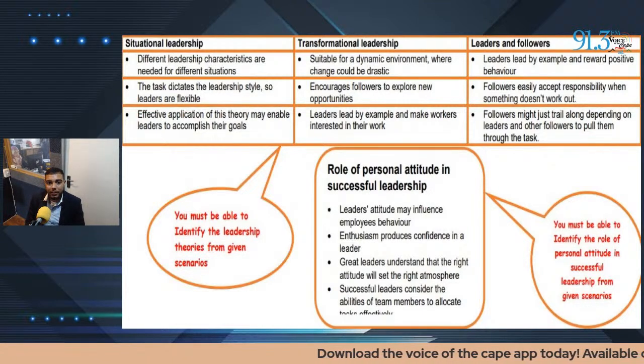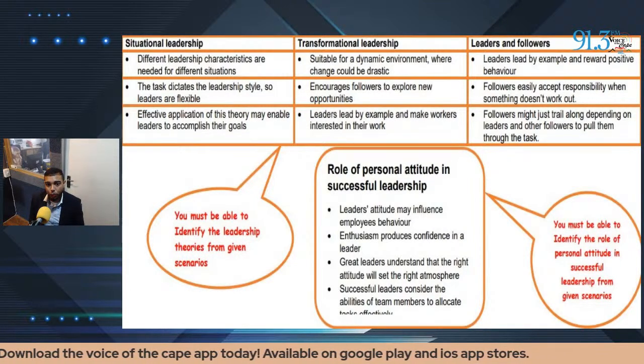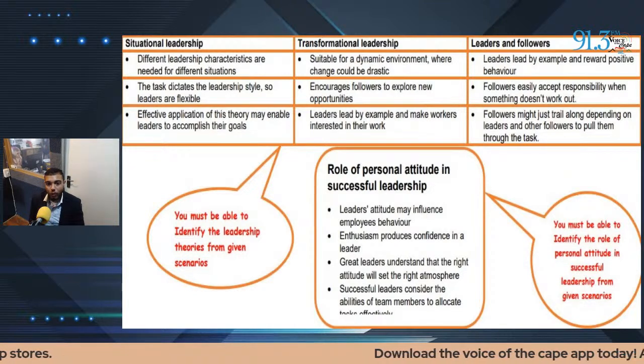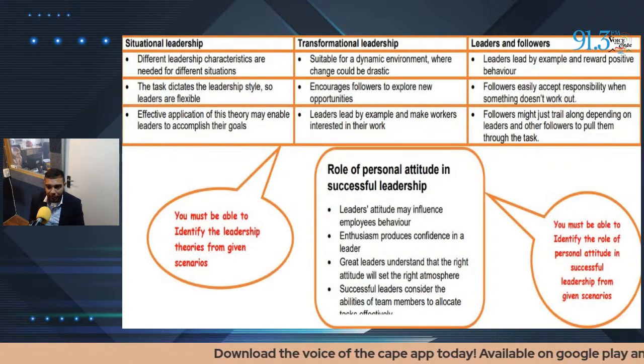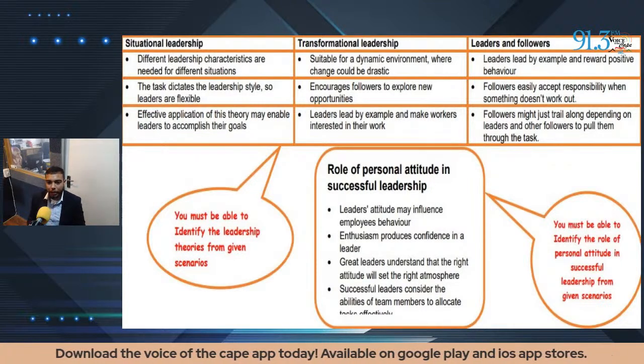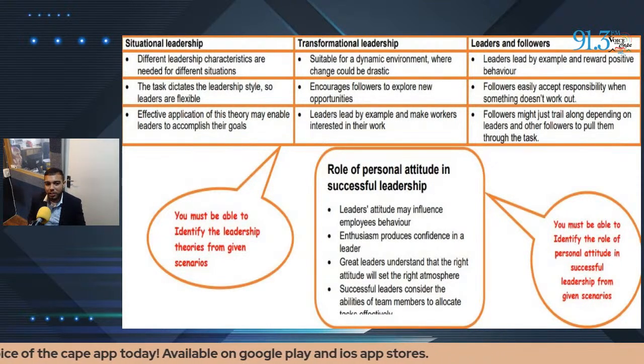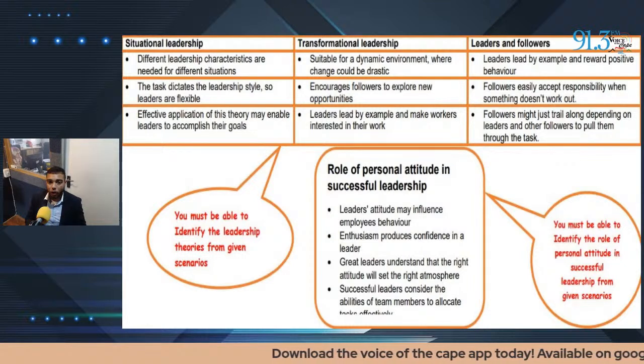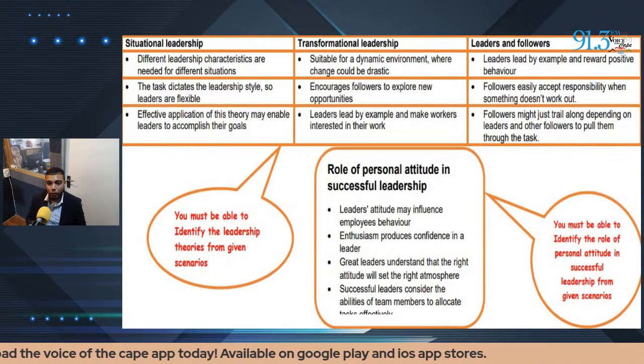So, the role of personal attitude in successful leadership. A leader's attitude may influence employees' behavior. Enthusiasm produces confidence in a leader. Great leaders understand that the right attitude will set the right atmosphere. Therefore, as a leader coming into your workplace, if you come in with a positive, vibrant attitude, you then lay off that attitude on your employees. Therefore, they will comprehend that and they will display the same attitude as you. Therefore, productivity will increase as well as profitability.